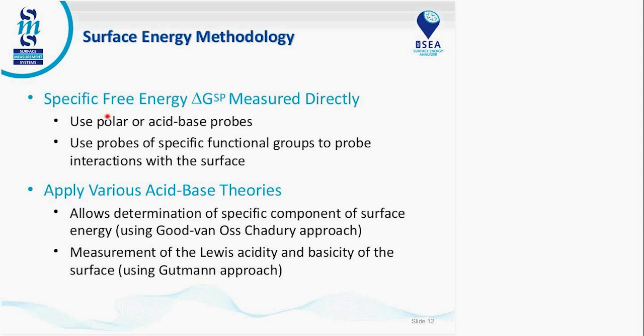Then we can use some acid-base probe molecules to measure the free energy, the delta G. We get that directly. And then by using these specific free energy values, we can apply that to various acid-base series. In particular, the Good-Van Oss-Chaudhury approach, which is taken directly from contact angle. The same gamma plus, gamma minus concept applies in the vapor phase, and we can determine the acid-base portion of the surface energy. We can also apply other acid-base series, including the Gutmann approach, which is a direct measure of Lewis acidity or basicity of the surface. And I'll show you a few examples in the upcoming slides.